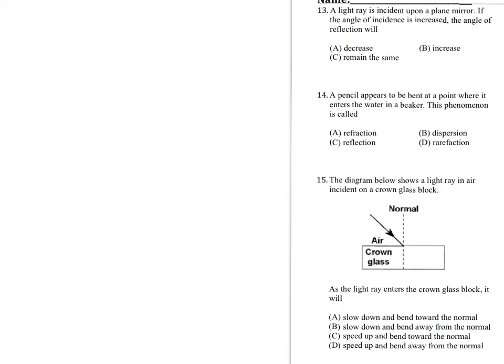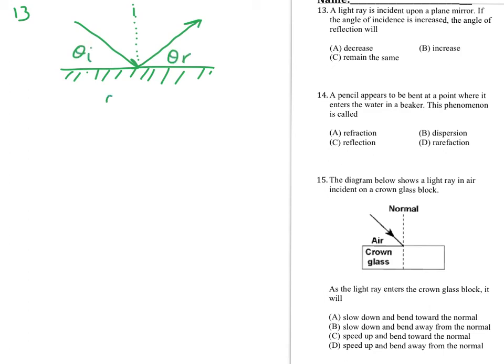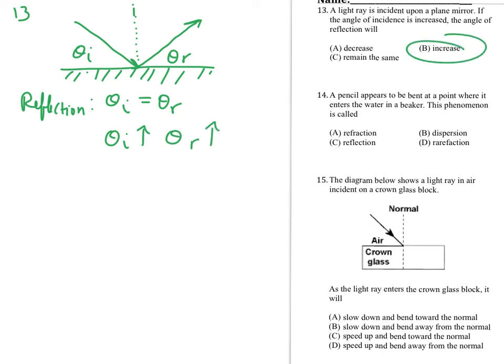All right, number 13. We have a light ray incident upon a plane mirror. So this is our mirror. Don't forget, you always gotta draw that normal line. And if we have an incident ray, we're gonna have a reflected ray equal and opposite. What do we know about these two angles? They're always equal to each other in reflection. So if this goes up, this shall also go up. Yes, choice B.